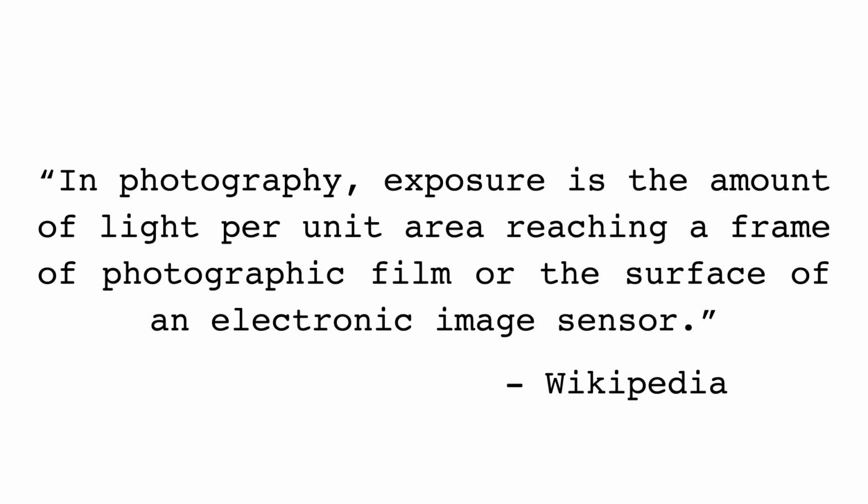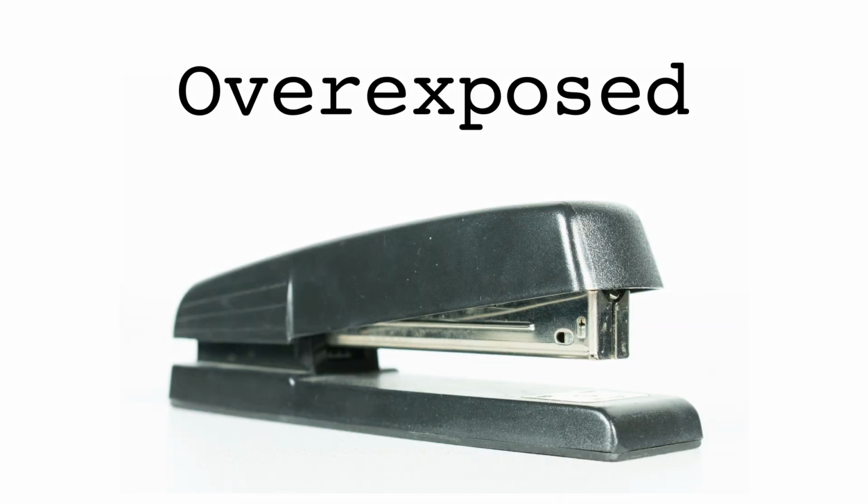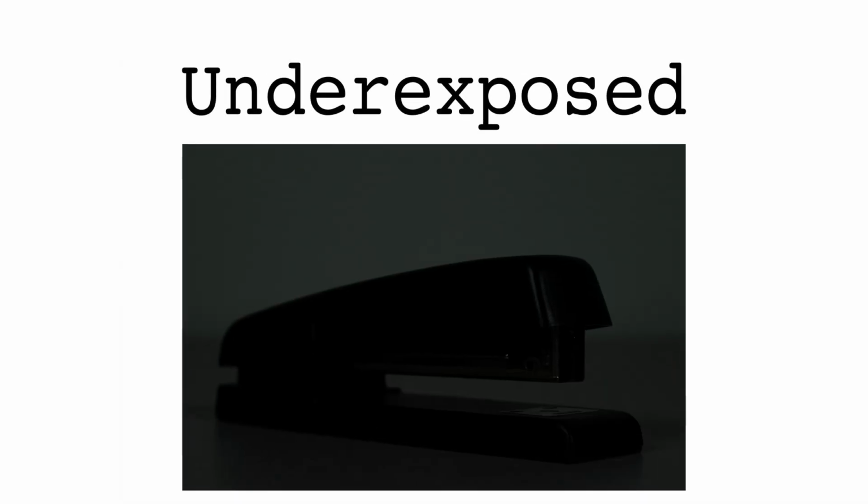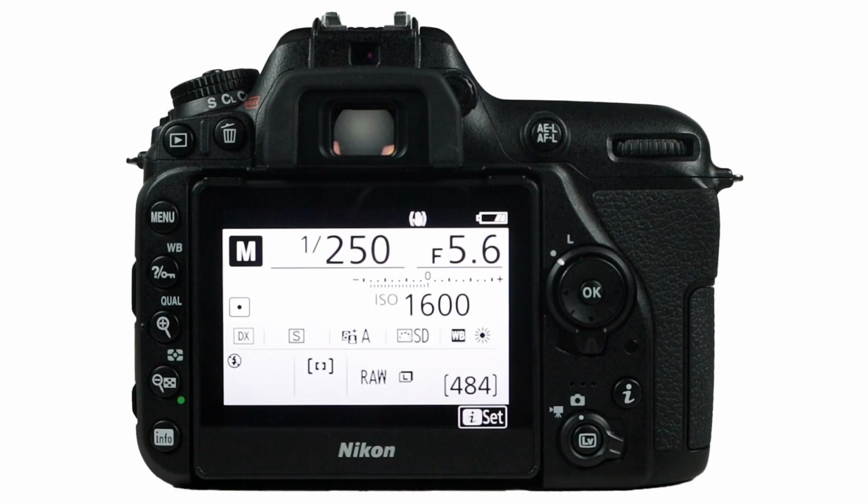Exposure is how much light the camera's sensor takes in while making a photo. When you let in too much light, the photo will be overexposed and start to become white. On the other hand, if you let in too little light, then the photo will be underexposed and start to look black.